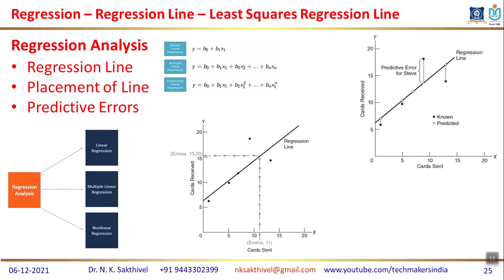Okay, so according to that I can place the line so that the prediction error will be minimized. For example, this is the data I am drawing here. So here there is an error. See, you can understand this is the error, isn't it? It is a predictive error.